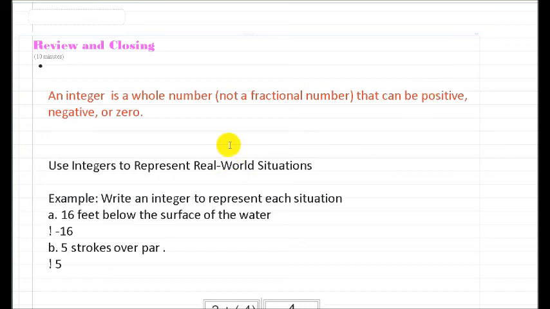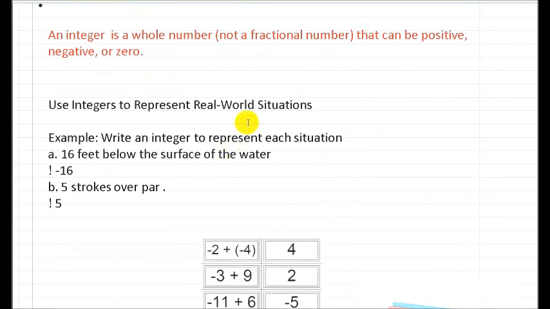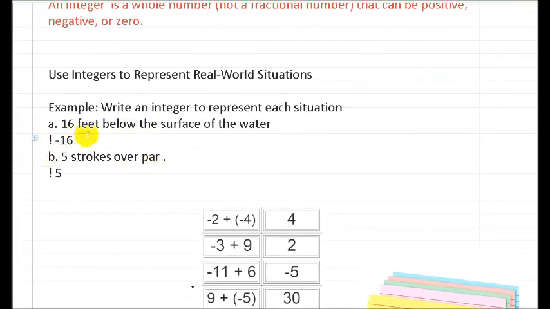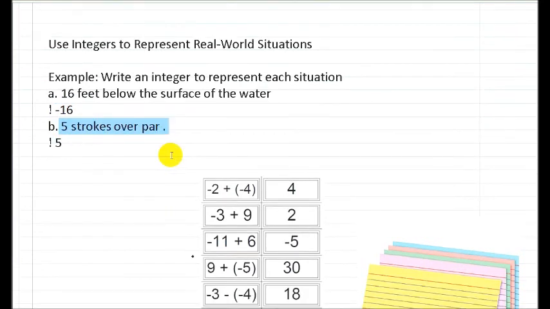I give you this example to explain integers. Use integers to represent real world situations. Example, write an integer to represent each situation. 16 feet below the surface of water. The answer is minus 16. 5 strokes over bar, that means 5.